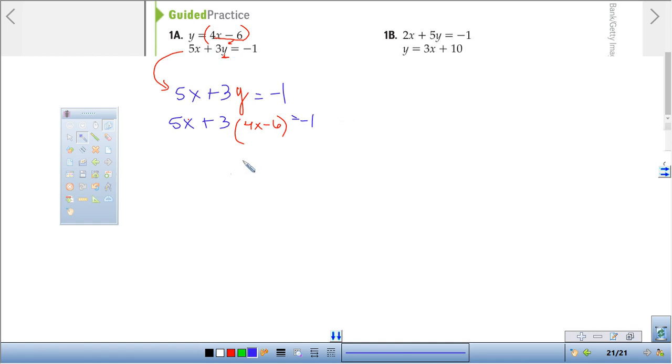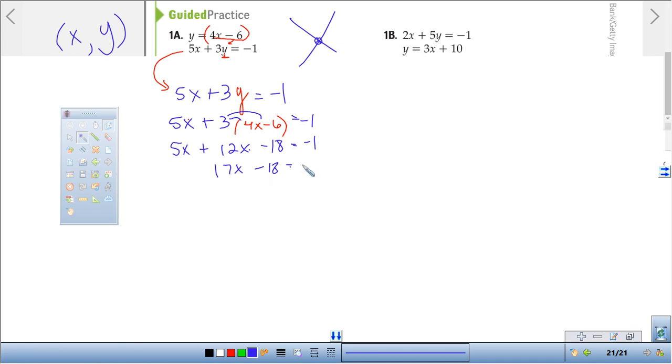The cool thing is I have everything in terms of x now. Remember, the whole idea is to get an x value and a y value where these two lines cross. So I'm going to solve for x. Regular algebra: 5x plus, distribute here, 12x, distribute here, -18 equals -1. This gives me 17x minus 18 is equal to -1.